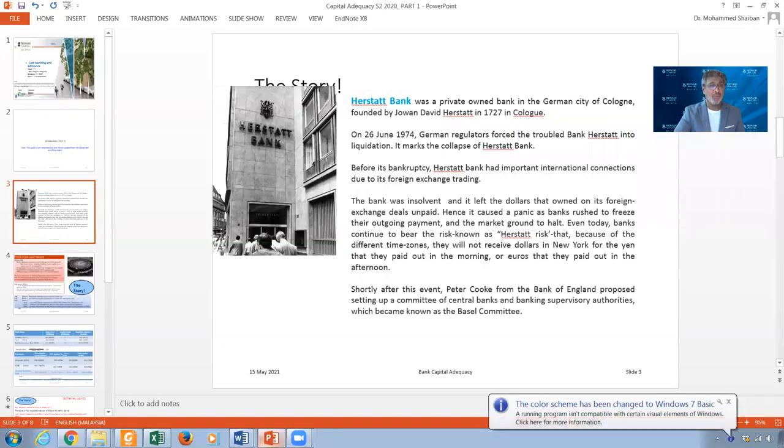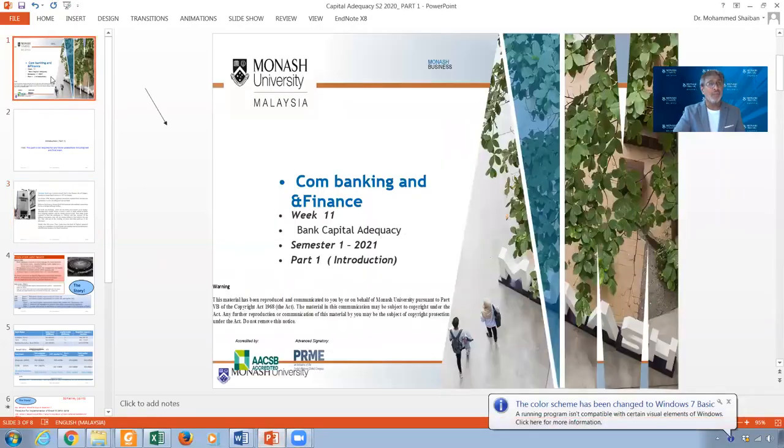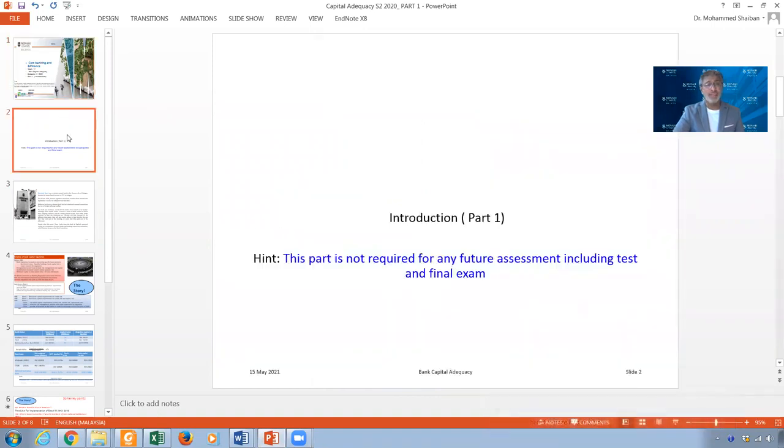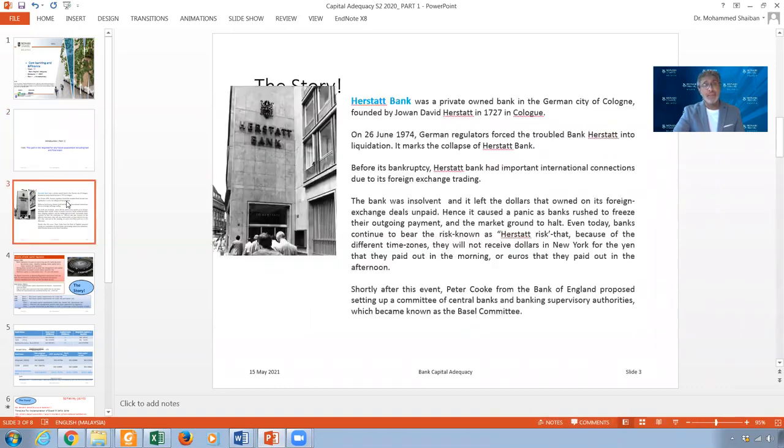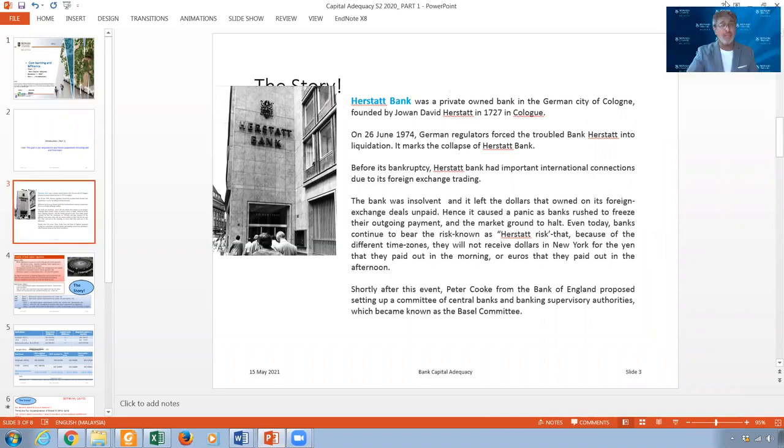So this is what we are talking about. This is part 1 of this week. And as I mentioned, this part is not required for any future tests or exams. I just want to tell you the story of Basel and how it came to the picture and why banks are applying it.